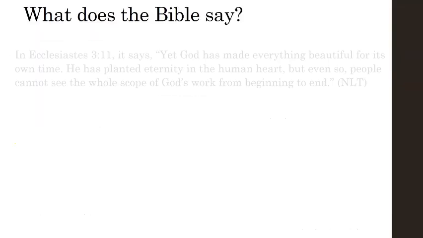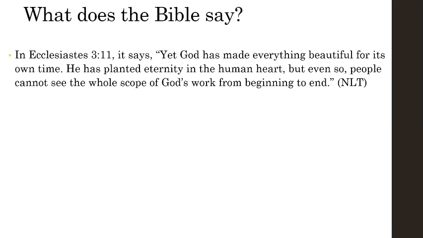What does the Bible say? In Ecclesiastes chapter 3, verse 11, it says, "Yet God has made everything beautiful for its own time. He has planted eternity in the human heart. But even so, people cannot see the whole scope of God's work from beginning to end." That's from the New Living Translation.